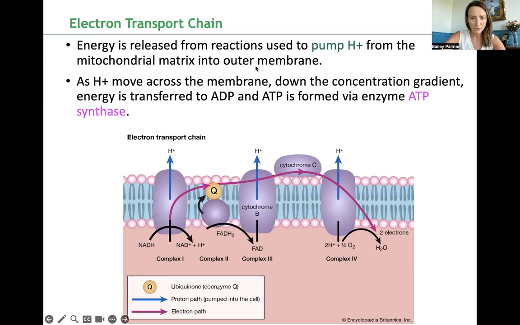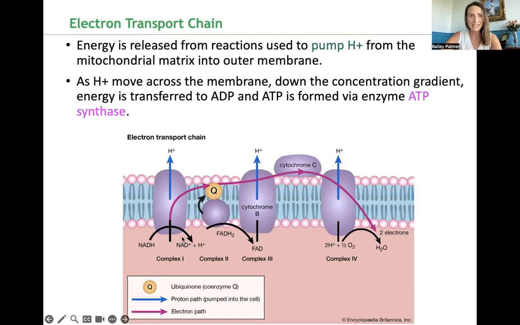So coming back to this picture, all of the NADHs, which we have 10 NADHs from one molecule of glucose, are dropping their hydrogen off right here. So they're pumped through the first pump, okay?